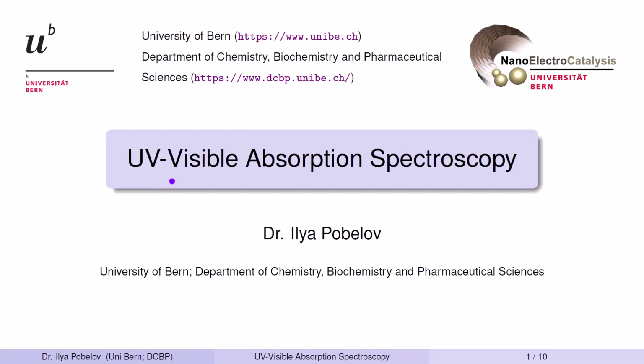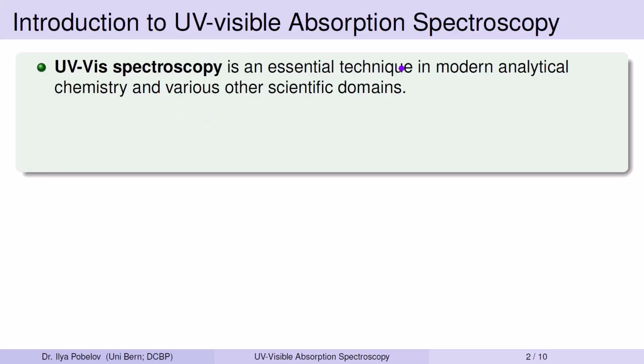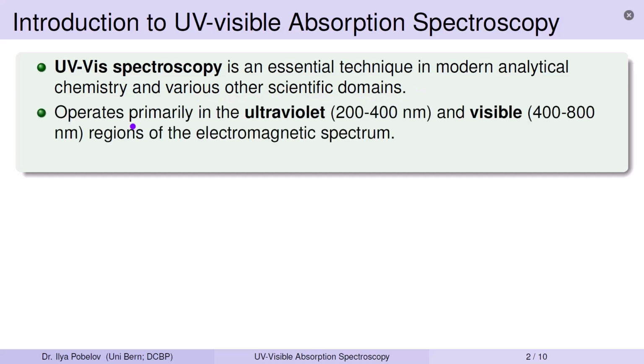Welcome to the module on UV visible absorption spectroscopy. This technique, commonly referred to as UV-vis spectroscopy, is essential in modern analytical chemistry and various other scientific domains. It primarily operates in the ultraviolet 200 to 400 nanometer and visible 400 to 800 nanometer regions of the electromagnetic spectrum. As discussed in our previous modules, each region of the electromagnetic spectrum interacts with matter in a distinct way.